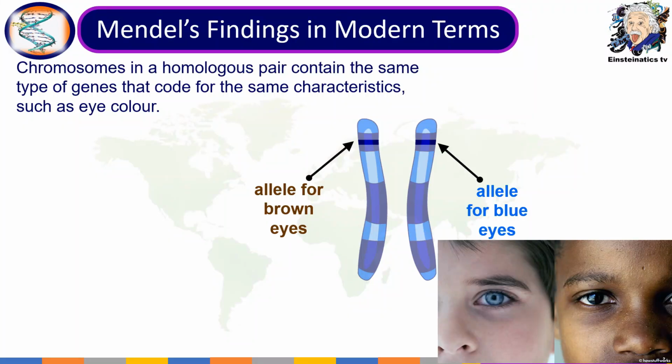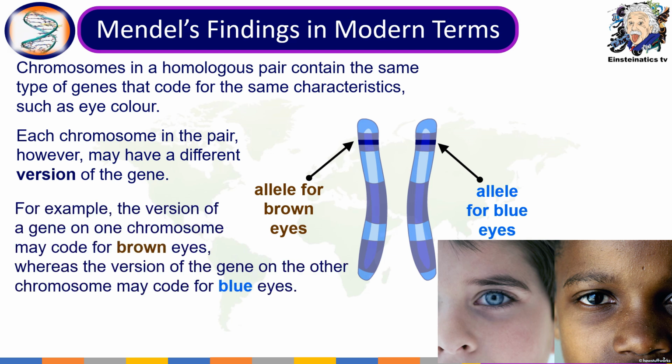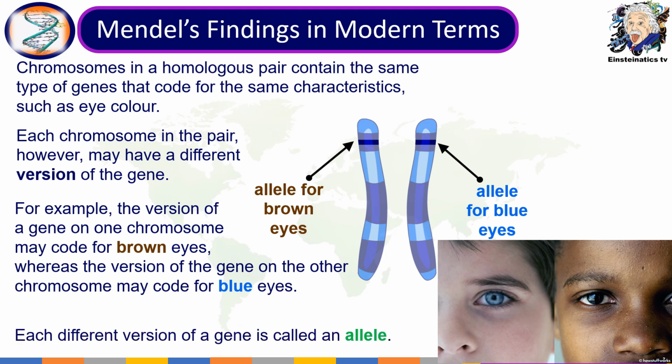This time, let us explore ano nga ba yung impact ng findings ni Mendel in modern times. Now, fast forward to present time, we already know that chromosomes in a homologous pair contain the same type of genes that code for the same characteristics such as eye color. Each chromosome in the pair, however, may have a different version of the gene. For example, the version of a gene on one chromosome may code for brown eyes, whereas the other version naman may code for blue eyes. So, bawat isang version ng gene is called an allele.